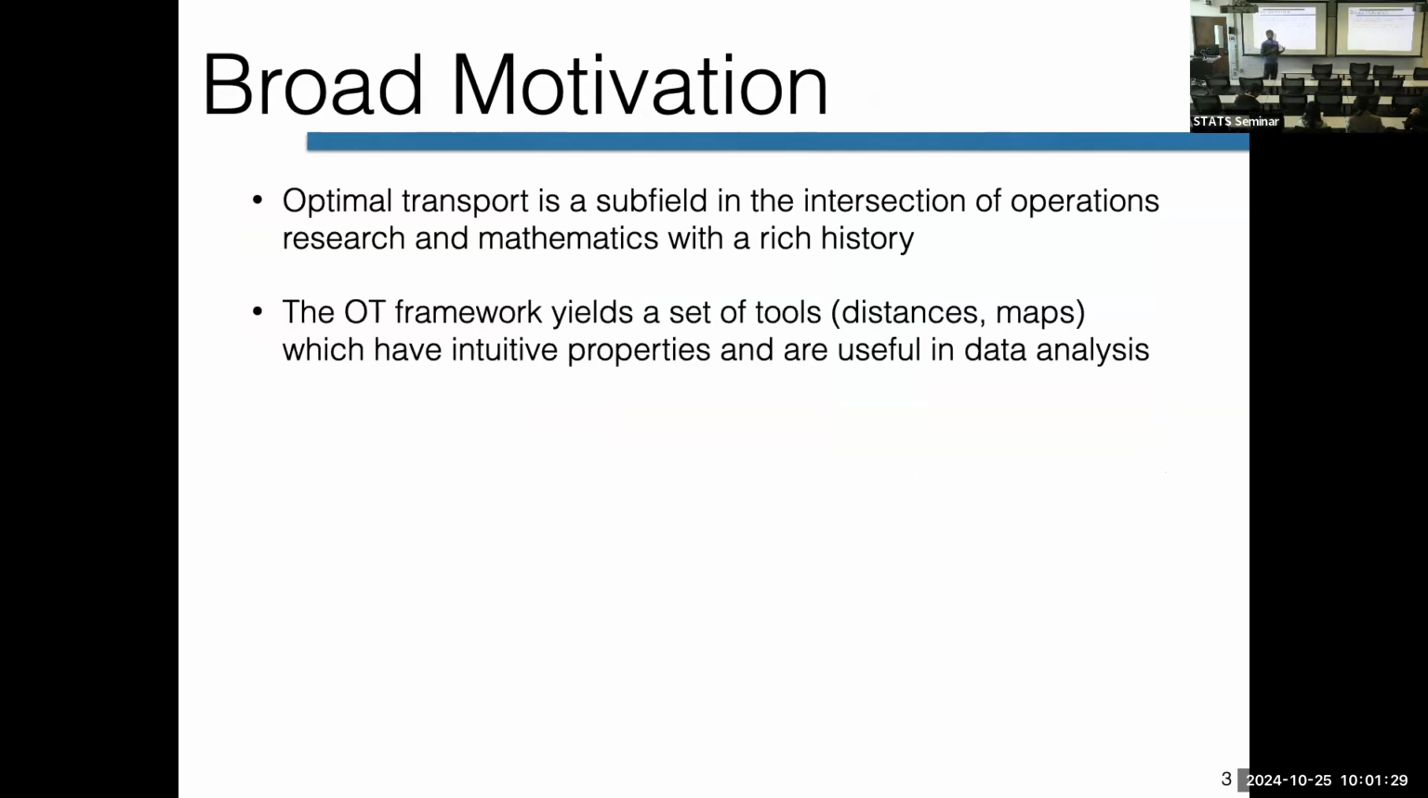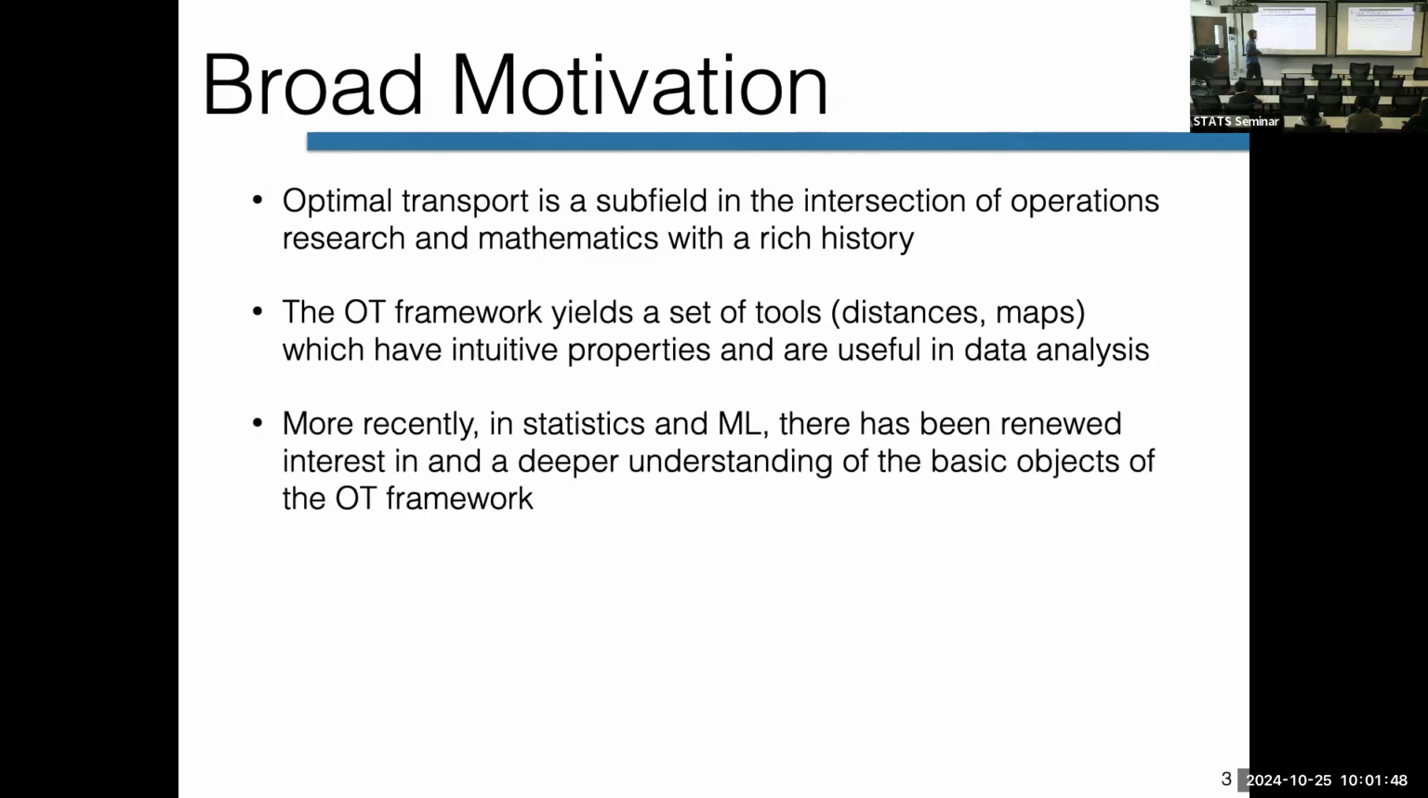The framework of optimal transport yields a bunch of things, which are ways to measure distances between distributions, ways to map from one distribution to another. And these things have turned out to be extraordinarily useful in machine learning and statistics. They're just useful as tools to analyze data. And so as a result, lots of people have gotten interested in these.